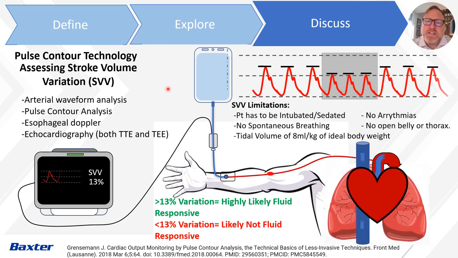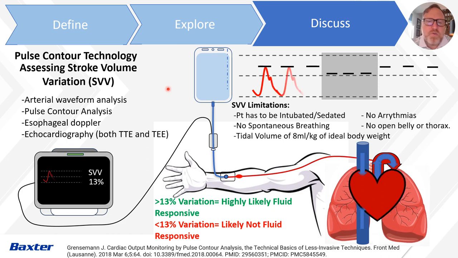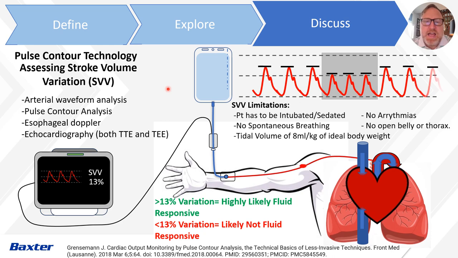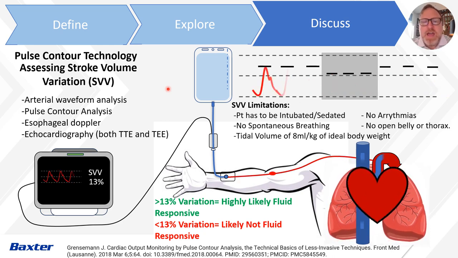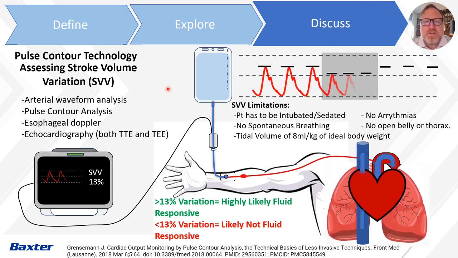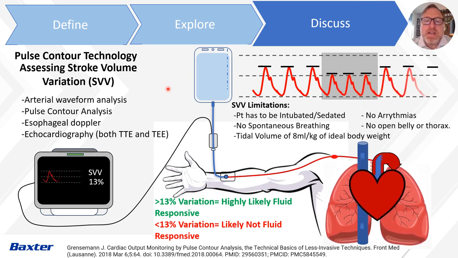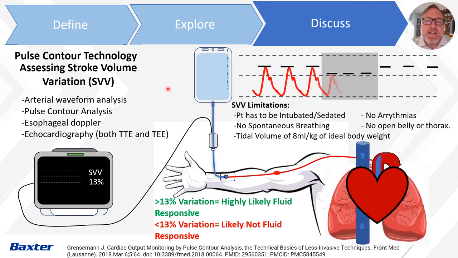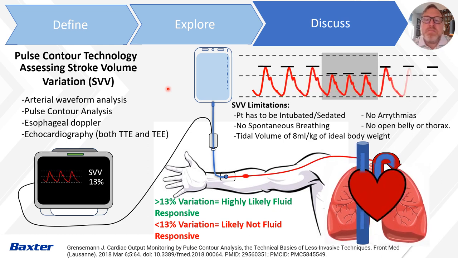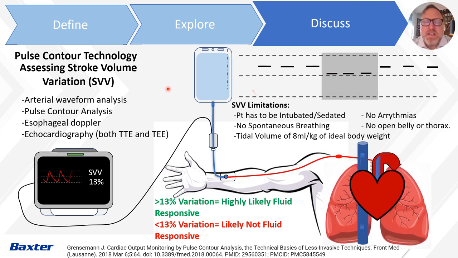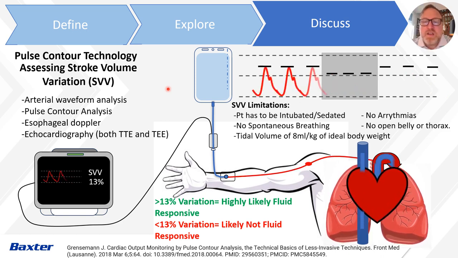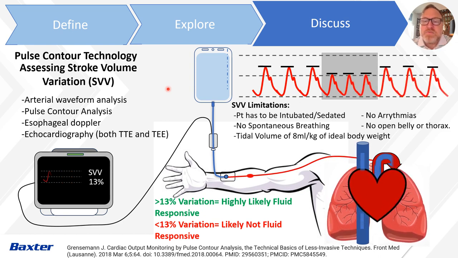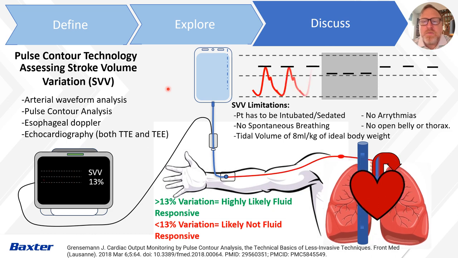There are some big limitations to this, and these get commonly ignored. I will say if all the limitations are met, it's highly, highly accurate. However, when we do have limitations, we need to be careful with this. So your patient has to be intubated and sedated. They can't have any spontaneous breathing, right? So tidal volume of 8 milliliters per kg of ideal body weight, which is pretty high. That's a pretty high setting. We're getting pretty close to where it can cause barotrauma there, right? So no arrhythmias, so we need to have normal sinus rhythm, please, on this, and no open belly or thorax.